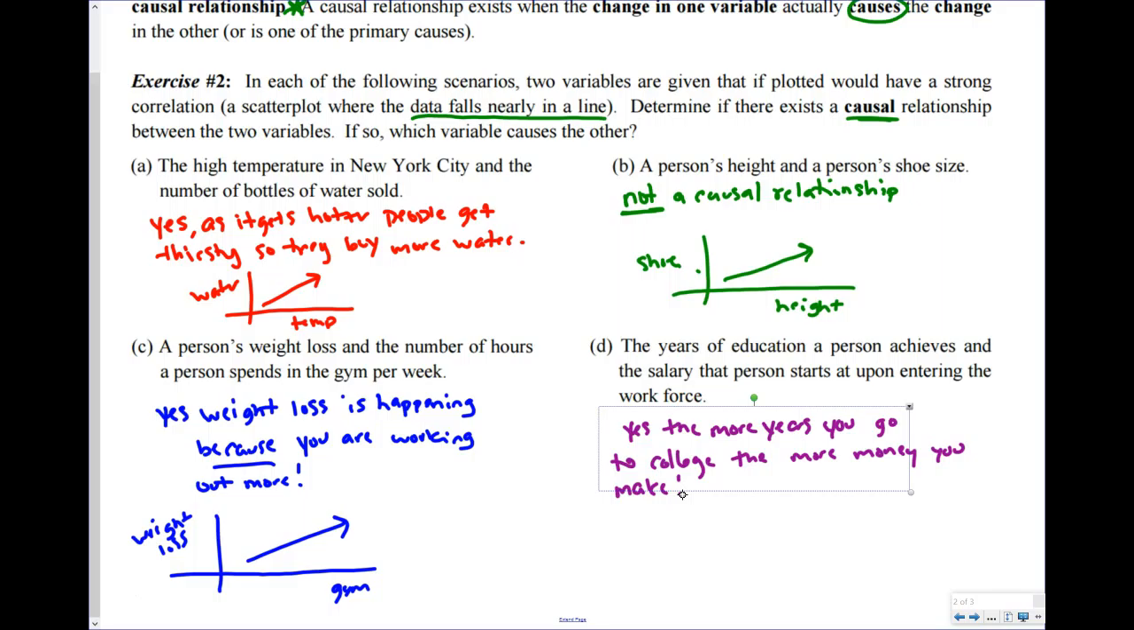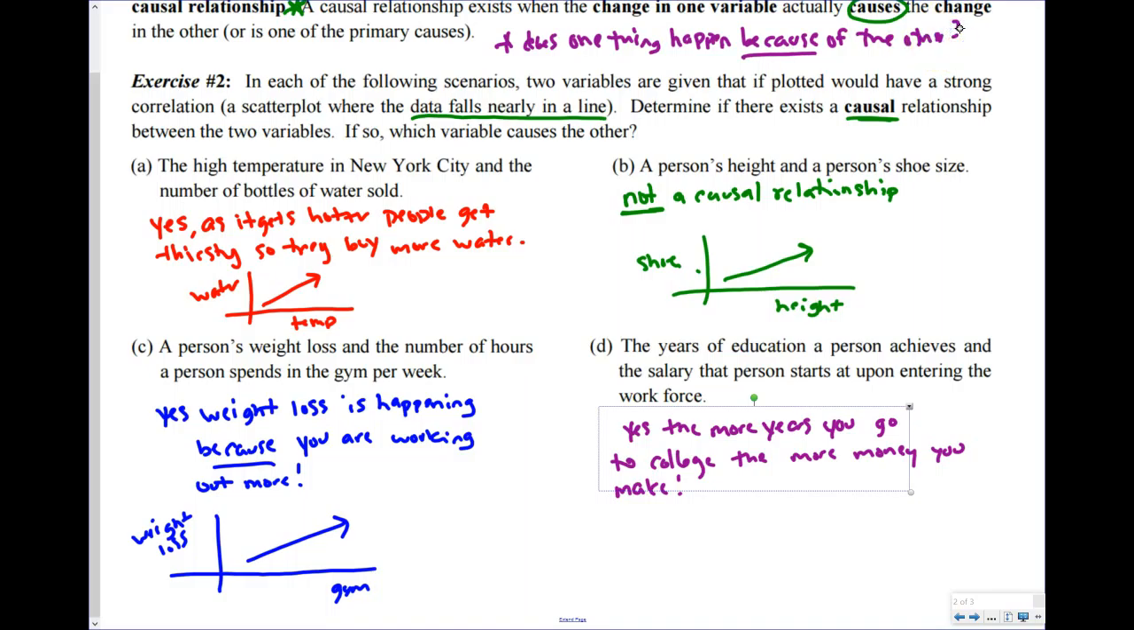Okay, so when you're thinking of a causal relationship, think of it like this. Does one thing happen because of the other? You can use the word because.